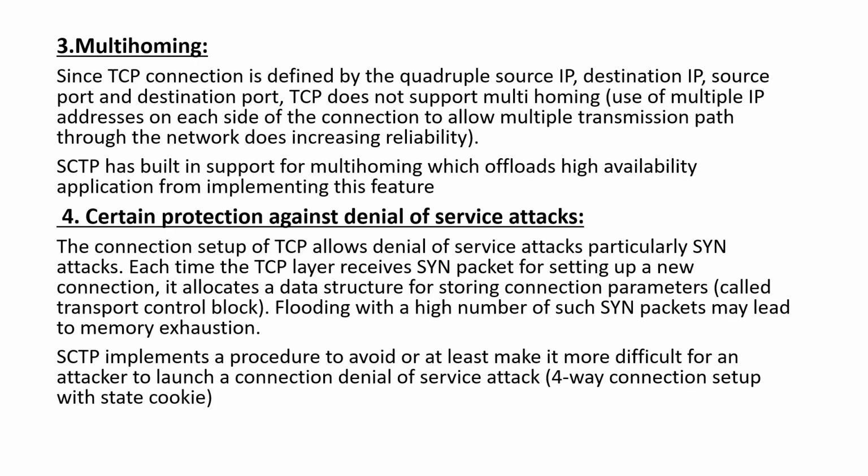Fourth one is certain protection against denial of service attacks. The connection setup of TCP allows denial of service attacks, particularly SYN attacks. Each time the TCP layer receives a SYN packet for setting up a new connection, it allocates a data structure for storing connection parameters called the transport control block. Flooding with a high number of such SYN packets may lead to memory exhaustion. SCTP implements a procedure to avoid, or at least make it more difficult for an attacker to launch, a denial of service attack on the connection setup, which uses a state cookie.